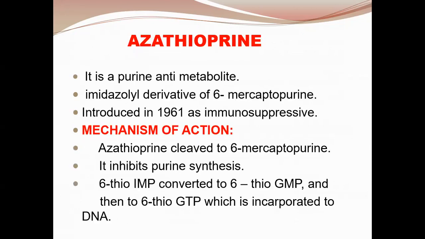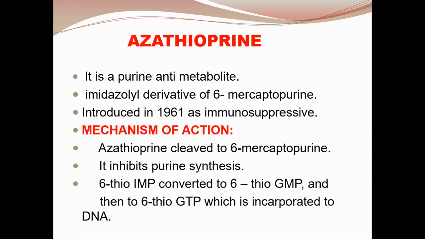Then we'll come to azathioprine. It is an antimetabolite drug. So it is a purine antimetabolite drug. It is an imidazolyl derivative of 6-mercaptopurine, and it was introduced into the market in 1961 as an immunosuppressive agent.